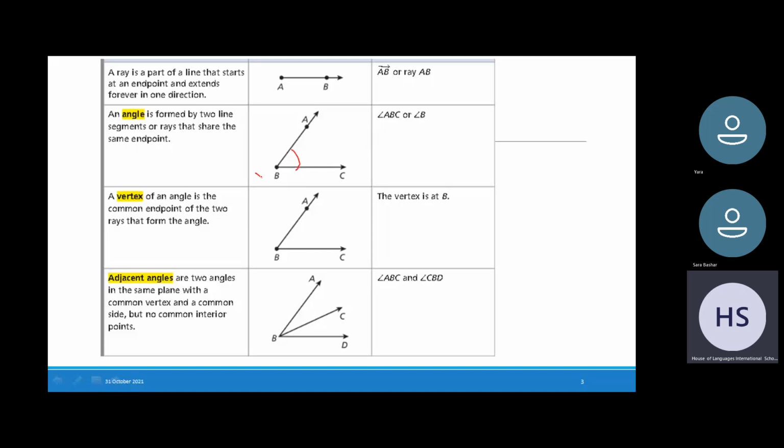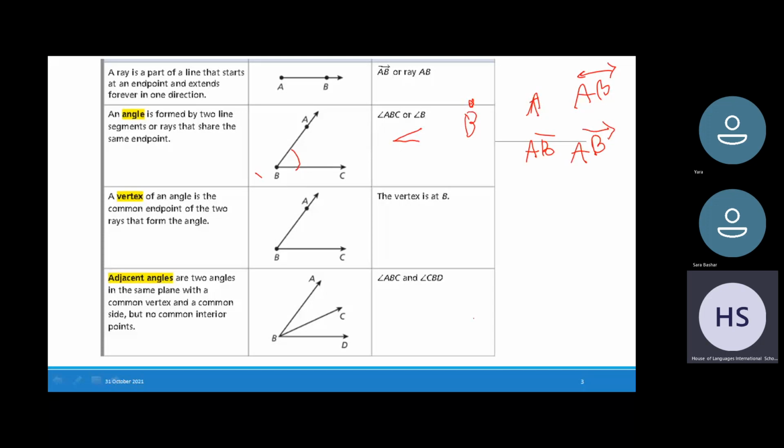Now, how will we name the angle? You have two ways. Here we say AB, a line segment. AB is a ray. Now, AB is a line. But to name an angle, you need three letters. We need three letters or one letter, but not a four point. You say point B. So here, to name an angle, we have two ways.